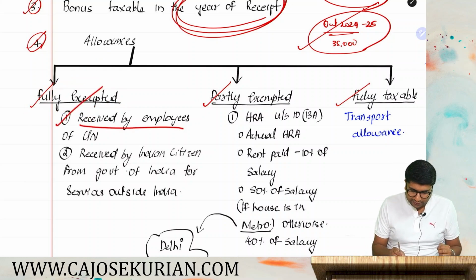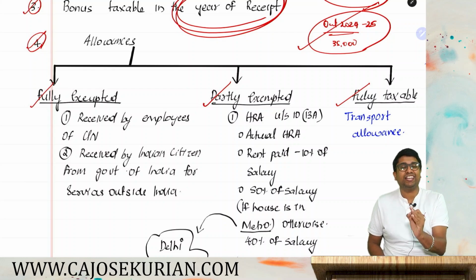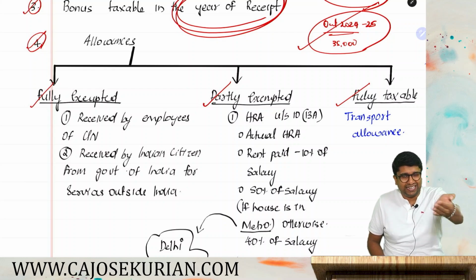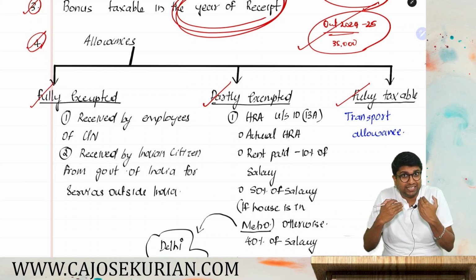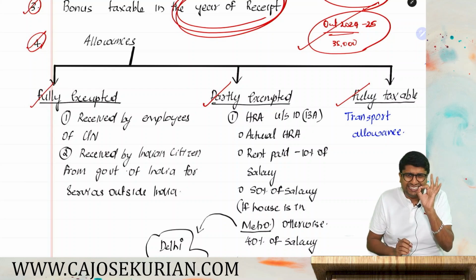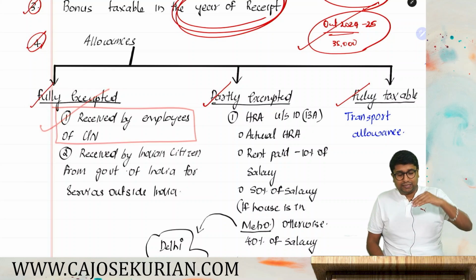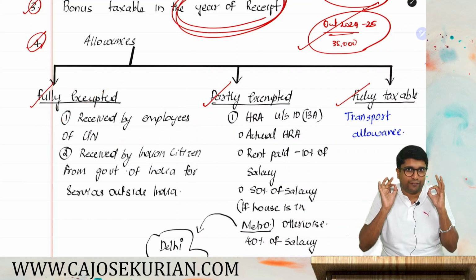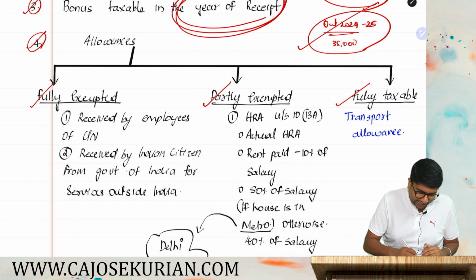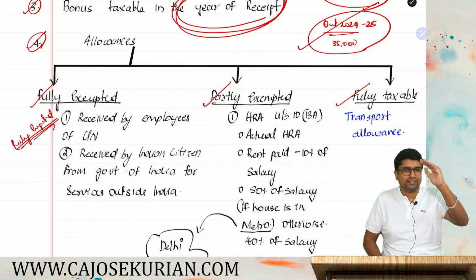Number one, received by employees of United Nations. That simply means if you are an employee working with the United Nations, you are working in India, in either a branch or a project office of United Nations, and you are receiving allowances from United Nations, that entire allowance shall be fully exempted. You don't have to pay tax for that respective allowance, because it is fully exempted. So all those employees who are in receipt of allowances from United Nations, fully exempted.